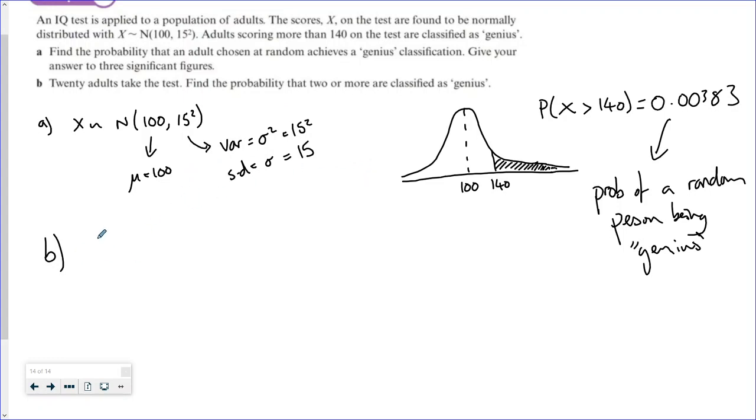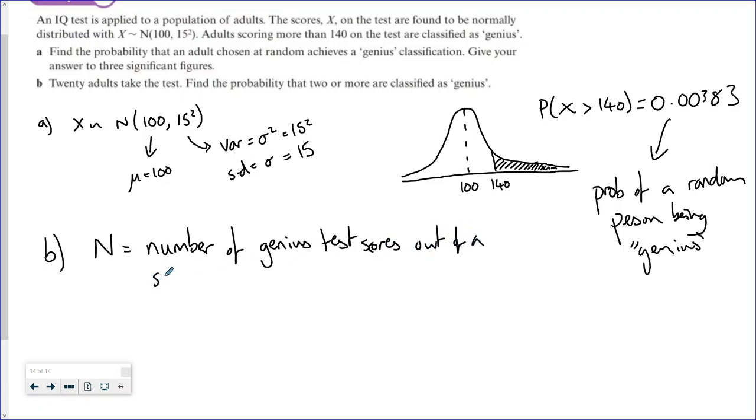So let's define a random variable. Let's say n is the number of genius test scores out of a sample of 20 people.